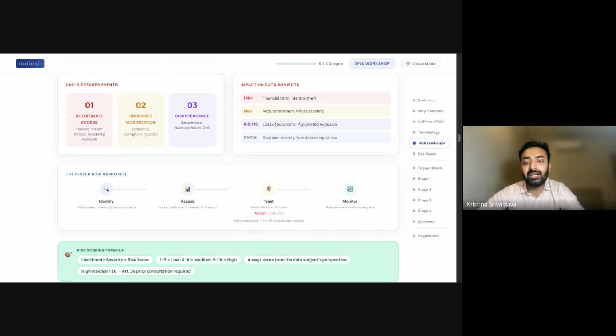And naturally, if there is a data compromise that happens for a dating platform, there is, of course, psychological impact on the data subjects as well. So these are the different kinds of impacts that affect people as individuals.